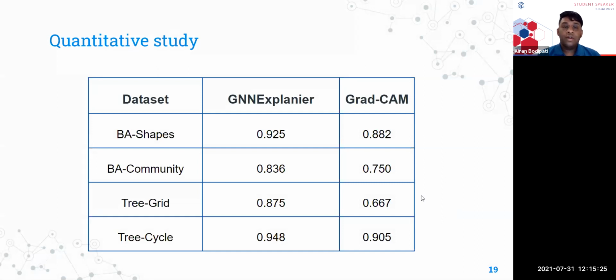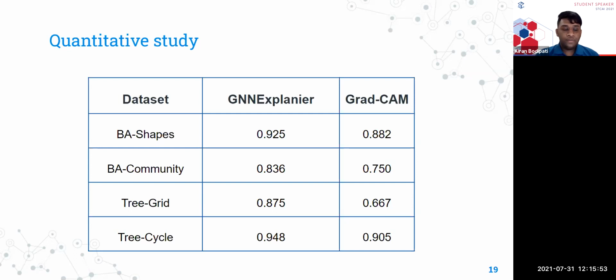From this table, you can see that for each of the synthetic data sets I've used, the GNN explainer outperforms the accuracy of the GradCam by almost 4 to 10% in some of the cases. The lower score of the GradCam can be attributed to inaccuracies that may have arisen from gradient saturation, because this follows the gradient-based approach.